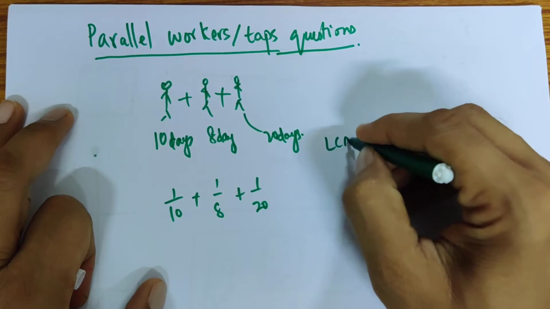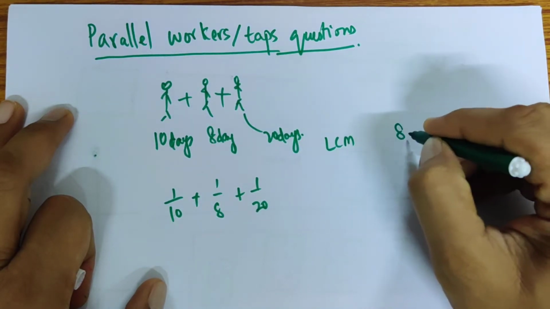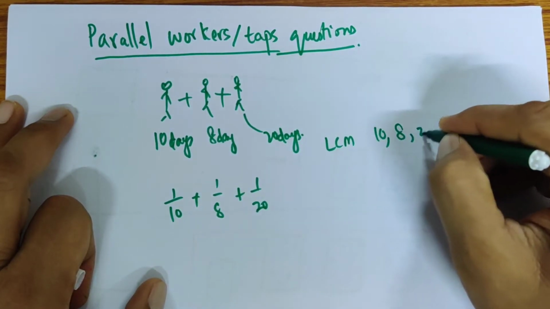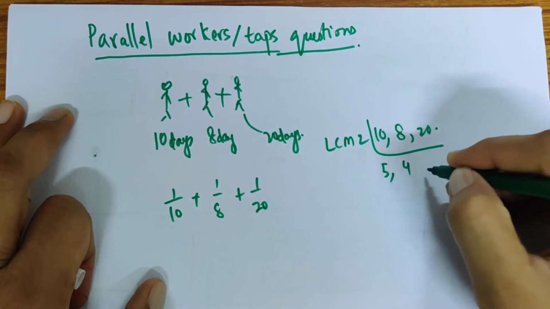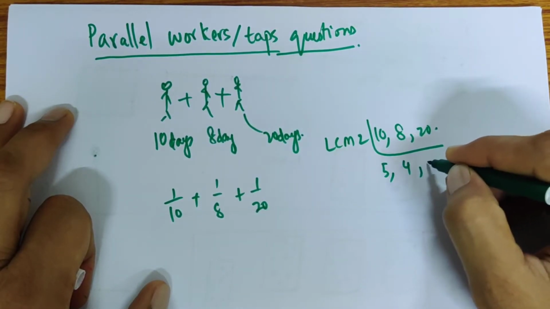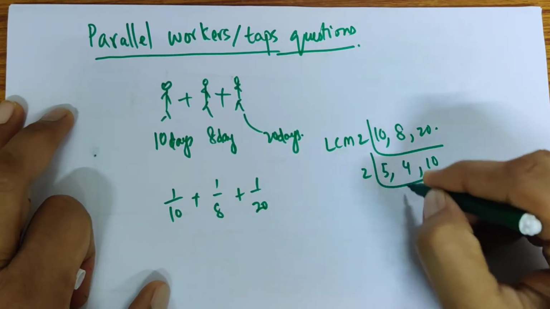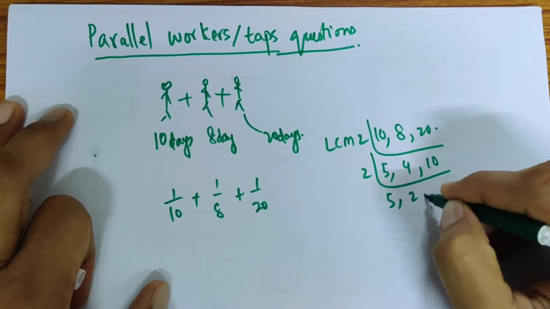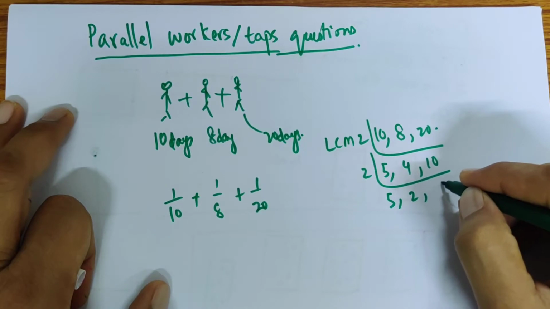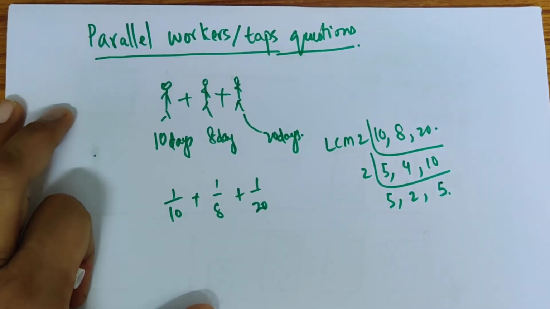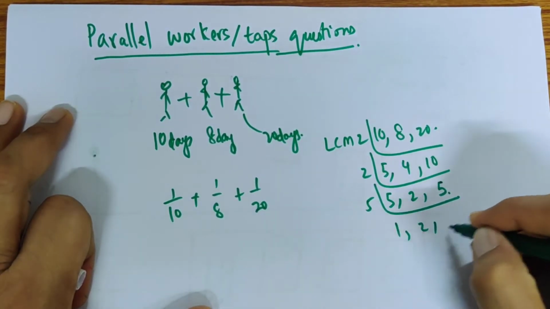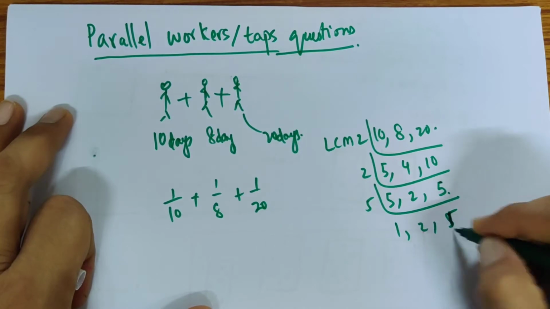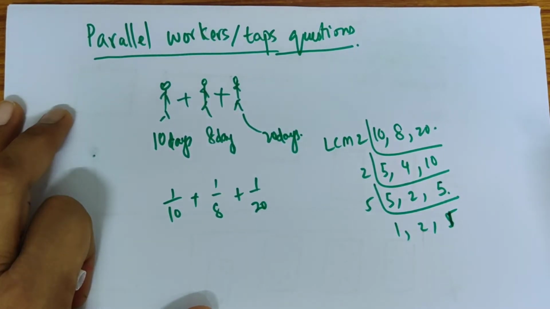So let's say you take the LCM of your 10, your 8 and your 20. You take 2, so it becomes 5, this becomes 4, and this becomes 10. And then you can take one more 2, so that 5 stays as it is, this becomes 2, and this becomes 5. And then you take 5 because that's also common. So that becomes 1, this becomes 2, this becomes 5, and 1. And then we are done. These are the only common factors we have.